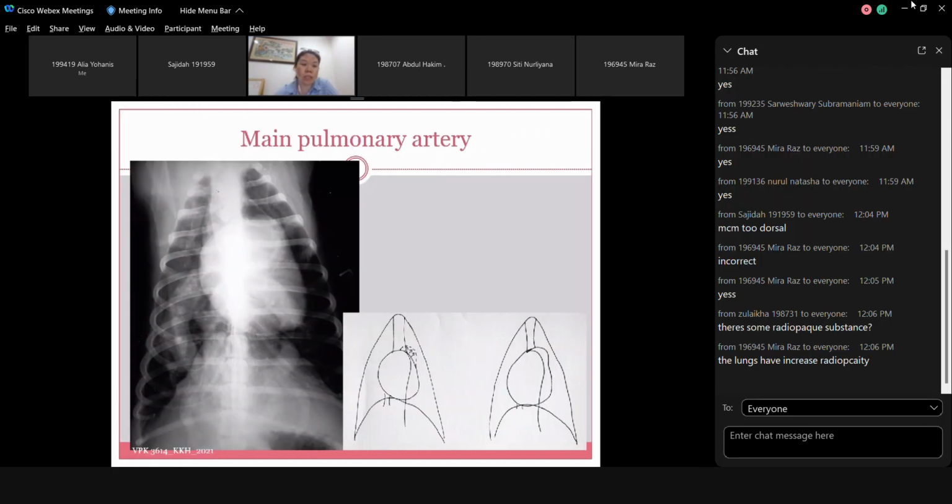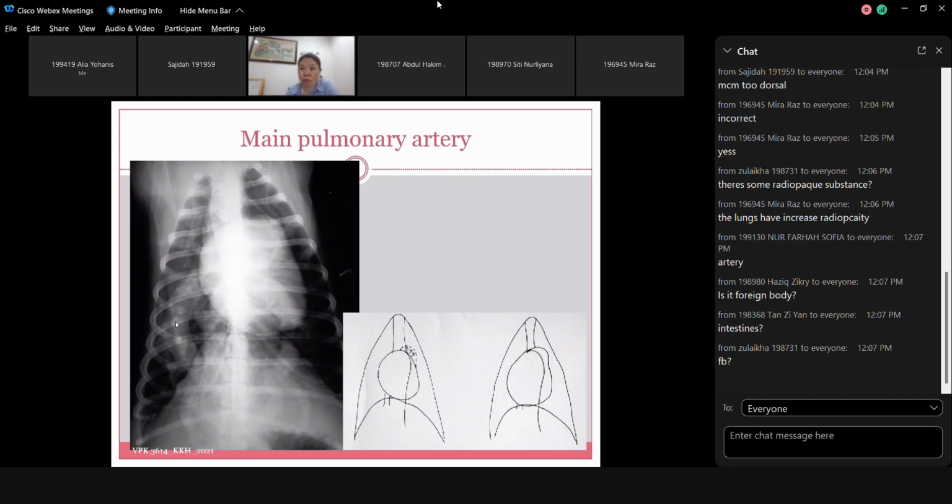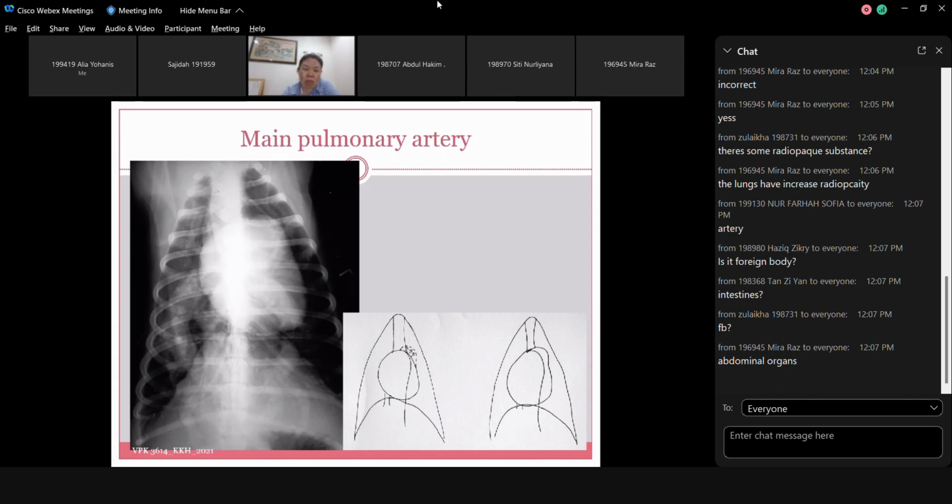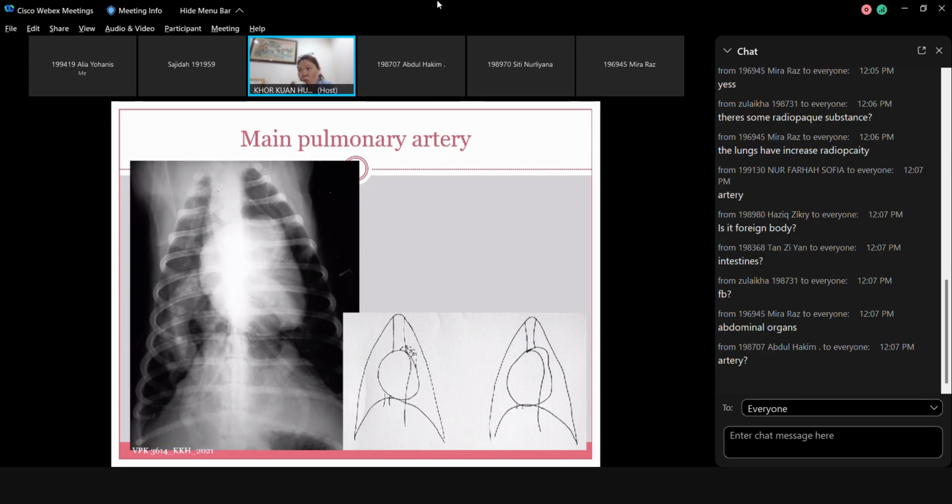The lungs have increased opacity. No, the lungs look fine, but you know there is an increased opacity and you don't know what it is. Come, another person, give it a go. There's an opacity here, correct? What is this structure? It's a foreign body, it's intestine. I'm talking about cardiovascular. Just now we learned about normal vasculature. I gave you a clue already.